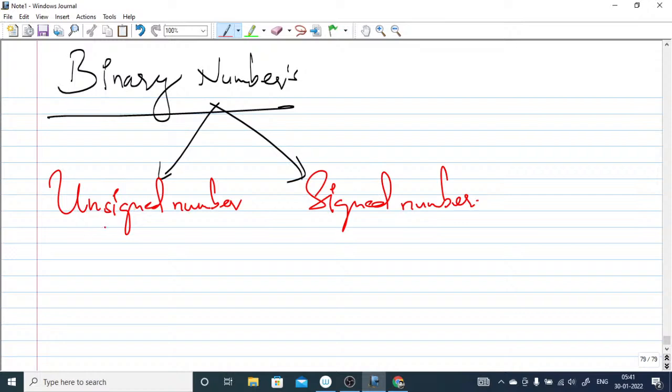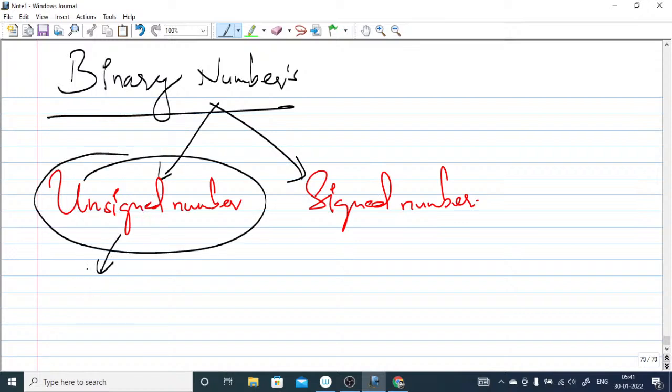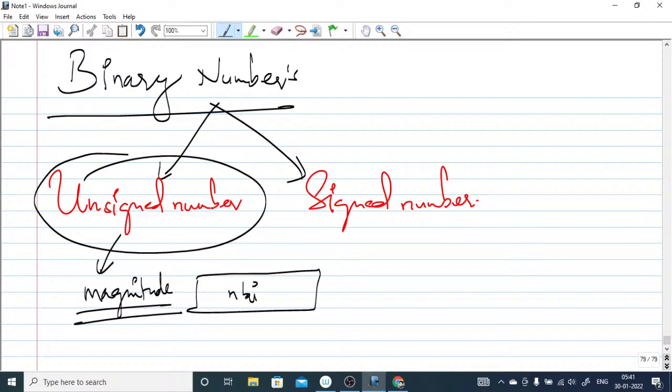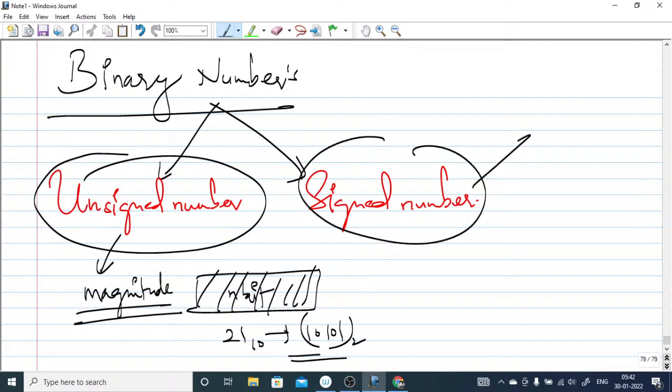From the name itself you might be understanding. An unsigned number means it is always positive, and it has only the magnitude. It does not have any sign bit. This is an n-bit block that contains only magnitude, just like 21 is 10101 in binary.